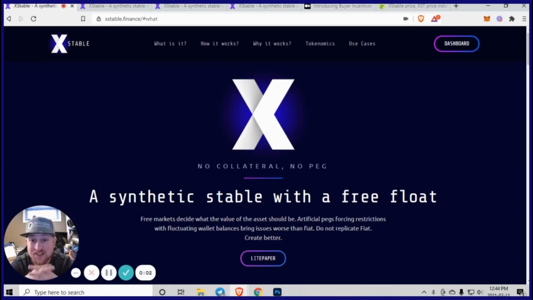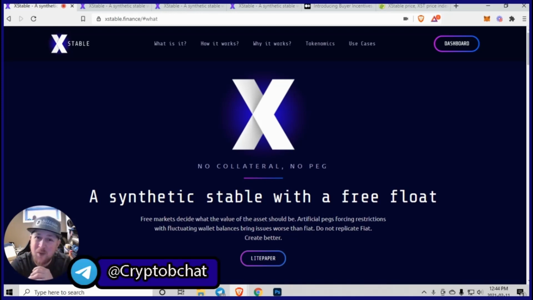So guys, XSTABLE, what is it all about? Well, let's dig into the meat and potatoes, so stick with me because it's got a lot of information in here. As mentioned before, it is a synthetic commodity, free float, no pegs and no collateral, guys. Unlike its competitor, Ampleforth's tokens adjust up and down with the rebases and the value. Free markets decide what the value of the asset should be, and artificial pegs forcing restrictions with fluctuating wallet balances bring issues worse than fiat, guys. And that's what the other tokens do. XSTABLE does not. It has no peg.